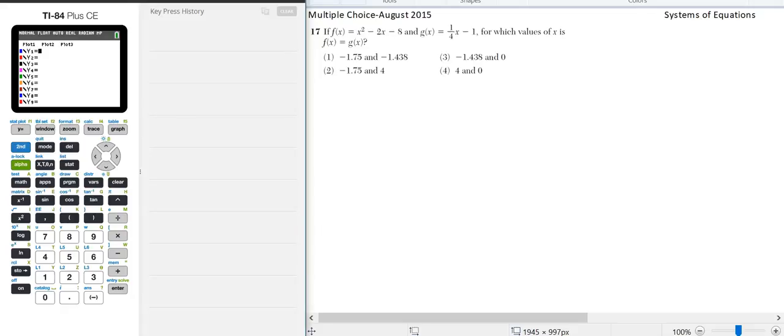This is question number 17 from the August 2015 Algebra 1 Regents. If f of x is equal to x squared minus 2x minus 8 and g of x is equal to 1 over 4x minus 1, for which values of x is f of x equal to g of x?